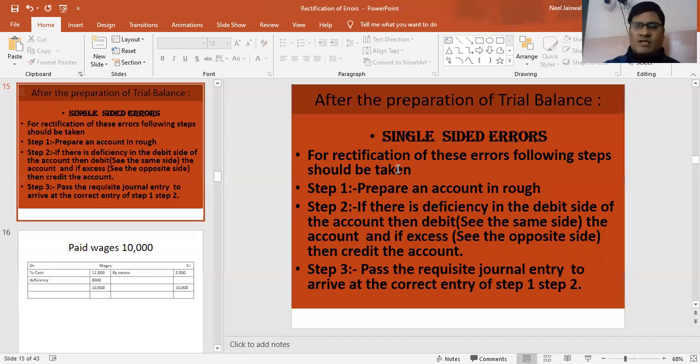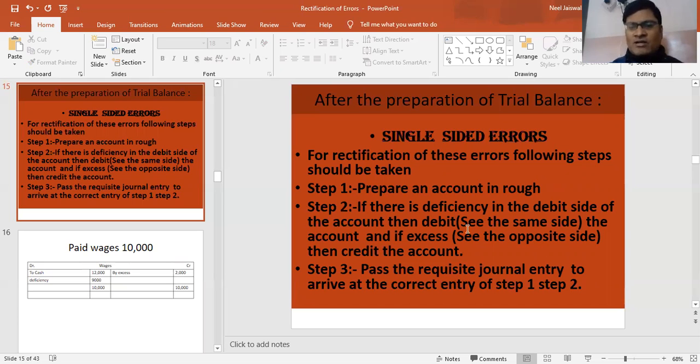When we do the sums, it will be more clear. As the rule is given, for rectification of these errors, the following steps should be taken. Prepare an account in rough, as I was showing you with the wages account. Step 2: if there is a deficiency in the debit side of the account, then debit the same side of the account, and if there is an excess, see the opposite side and credit the account.